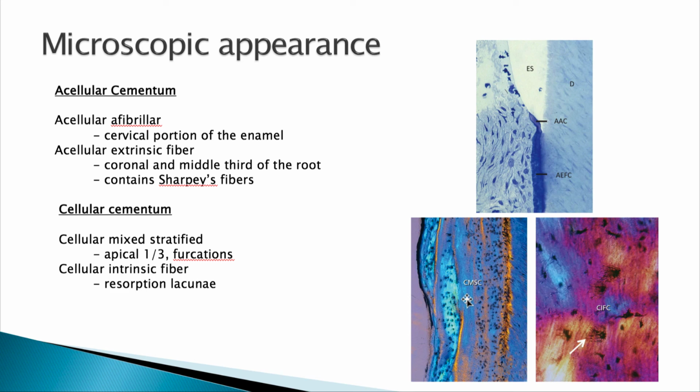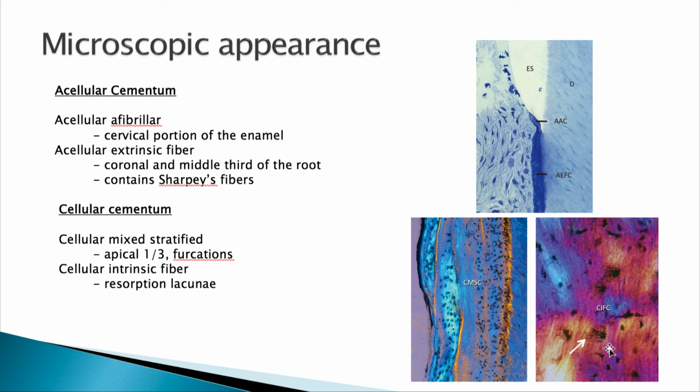On the right, we have another unstained, undecalcified ground section viewed under polarized light. This is cellular mixed stratified cementum. The black cells within the cementum are actually cementocytes that reside within lacunae inside the cellular intrinsic fiber cementum. Cellular intrinsic fiber cementum, remember again, is found within the cellular mixed stratified cementum. The arrow points to where we have a cementocyte communicating through a network of cytoplasmic processes that run through canaliculi in the cementum.